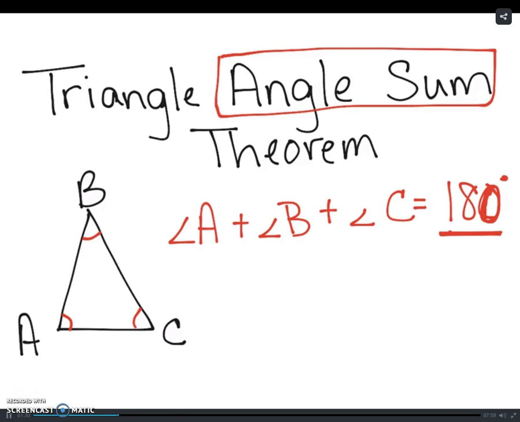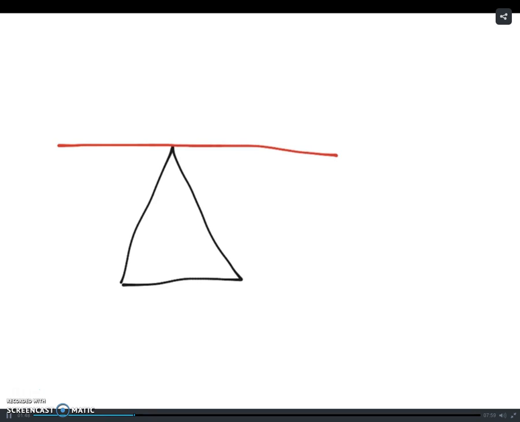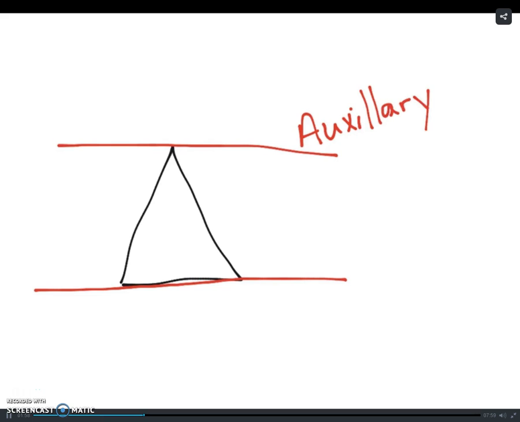Okay? Another thing that we're going to use a little bit is called an auxiliary line. So, for example, if we have a triangle like this, and we need to be able to talk about angles, we might need to draw an extra line or sometimes an extra two lines here, and these are going to be what are called auxiliary lines. And so an auxiliary line is going to be an extra line or line segment that we draw on there that helps us analyze different relationships.